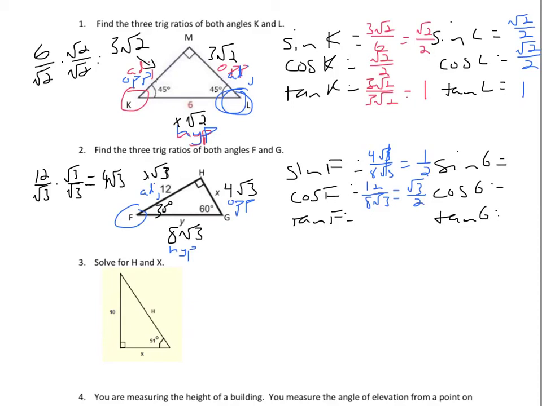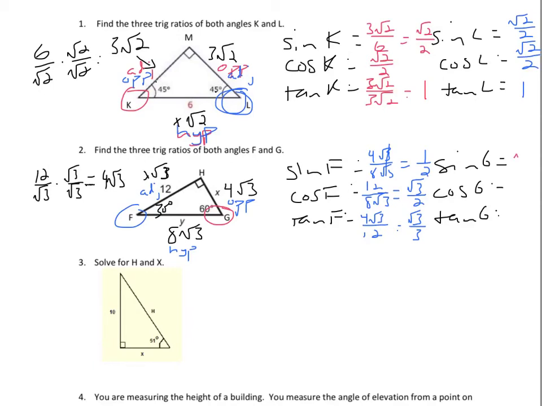And the last one, the tangent of f, is opposite over adjacent, so 4 root 3 over 12, which is just root 3 over 3. Now if we do the same thing over here with g, when you work through all these, why don't you do this on your own, since I've done a couple of these already.